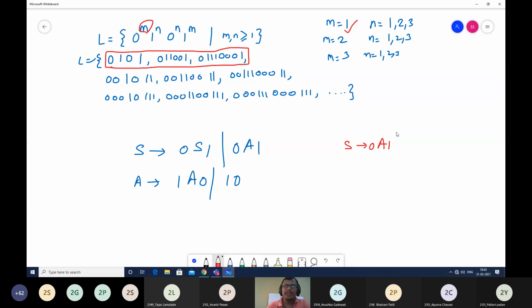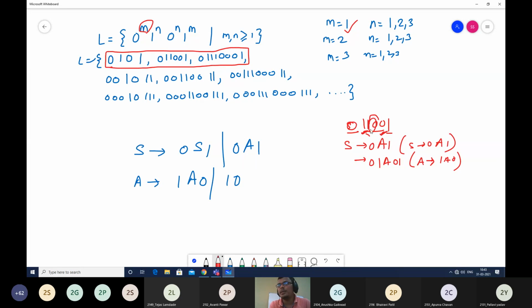Once I come inside now, I'll take one sample string, so it will be better for us to understand. So if I take the string 0 1 1 0 0 1, this 0 and this 1 is done. Now I need this pattern. Correct? So what I'll do? I have applied S gives 0A1. Now I'll apply A gives 1A0. So now this 1 and this 0 is also done.